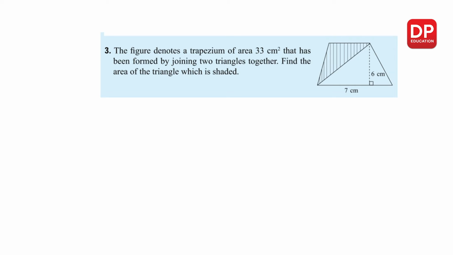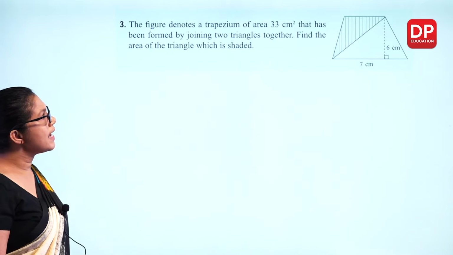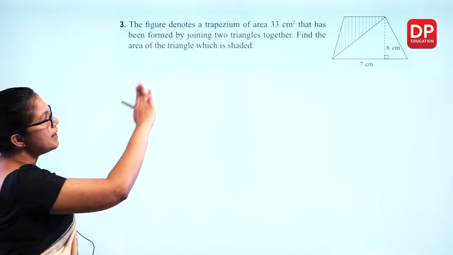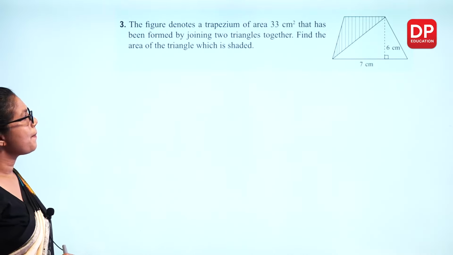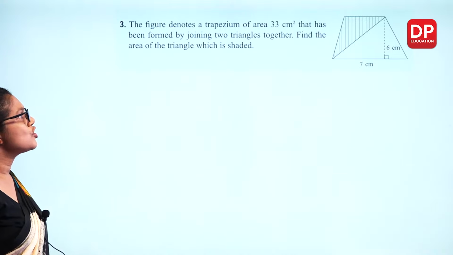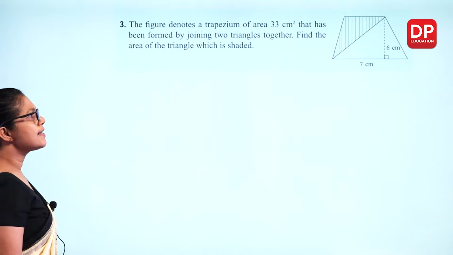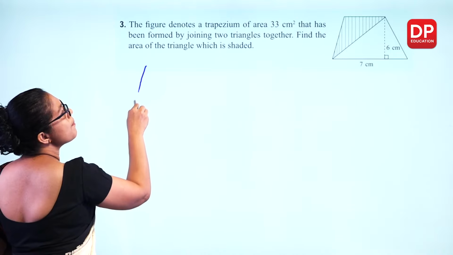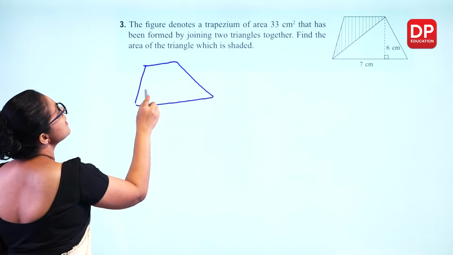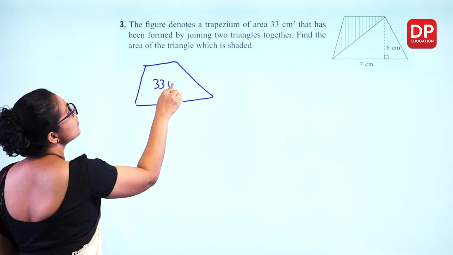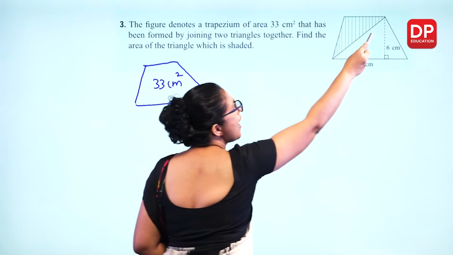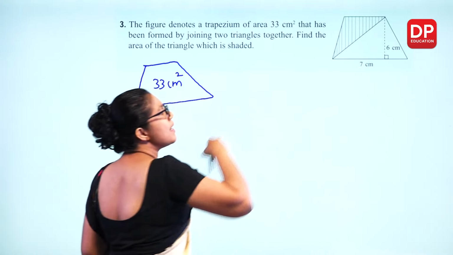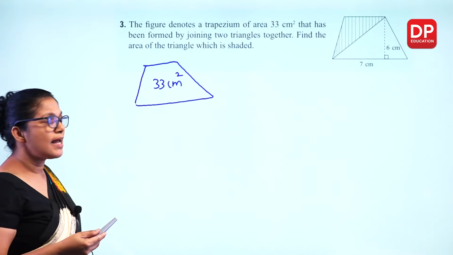Now we'll look at the third question. In the third question, it says the figure denotes a trapezium of area 33. So the whole thing is 33 that has been formed by joining two triangles together. Find the area of the triangle which is shaded. So here it's given the total trapezium area is 33 square centimeters. We can find out the area of this triangle because base length and the perpendicular height is given.